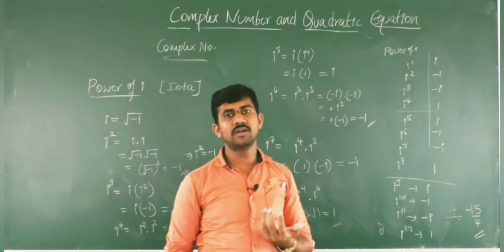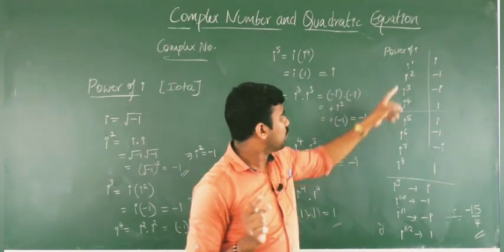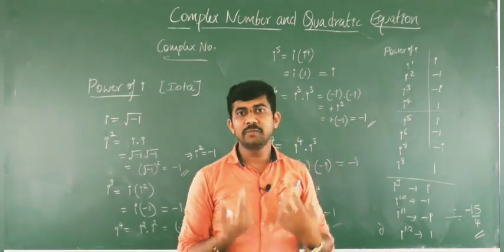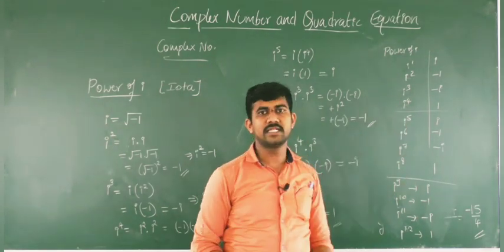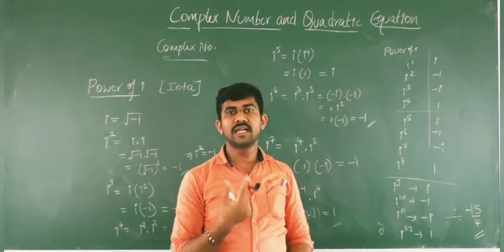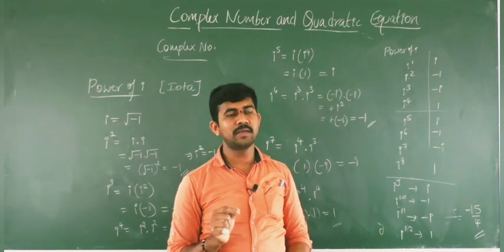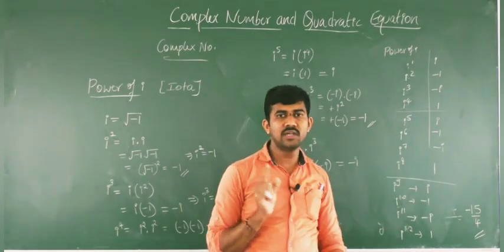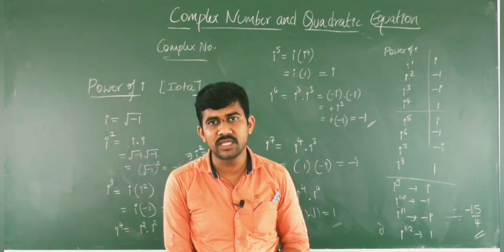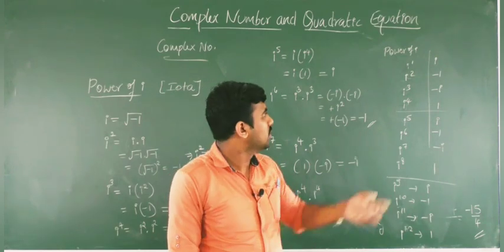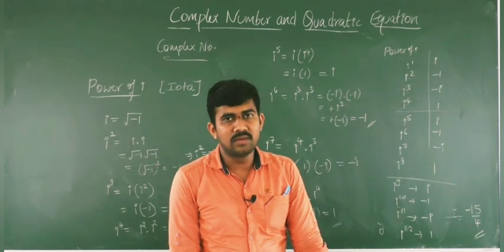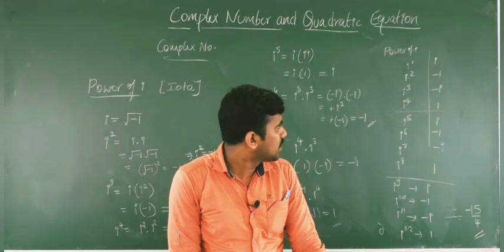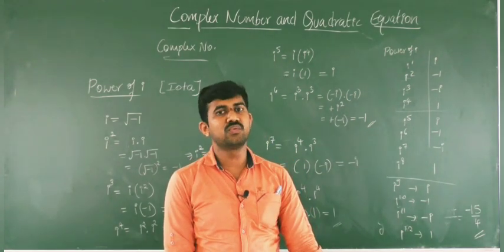Like i to the power 1, 2, 3, 4, or multiples of 4 if you take: the first 4, the next 4, the next 4, like that, the values repeat. Remember it. i to the power 12 is what? 1. i to the power 13 is i, i to the power 14 is minus 1, 15 is minus i, i to the power 16 is 1.